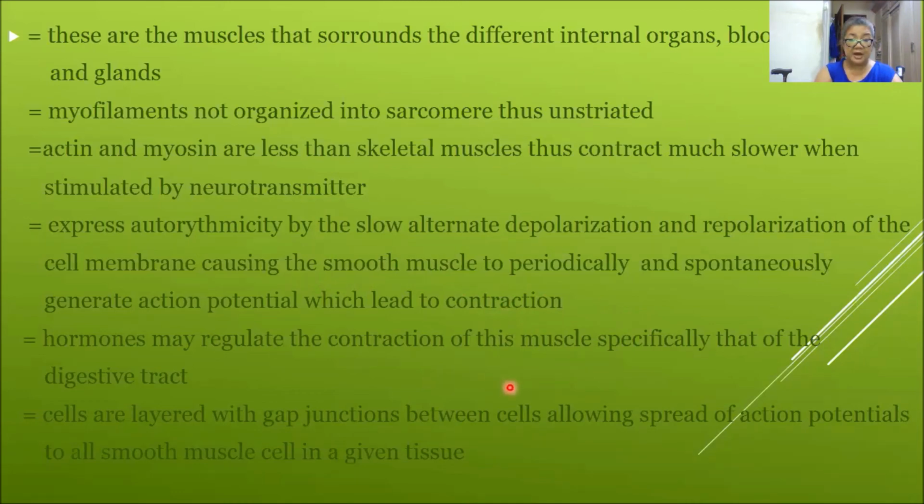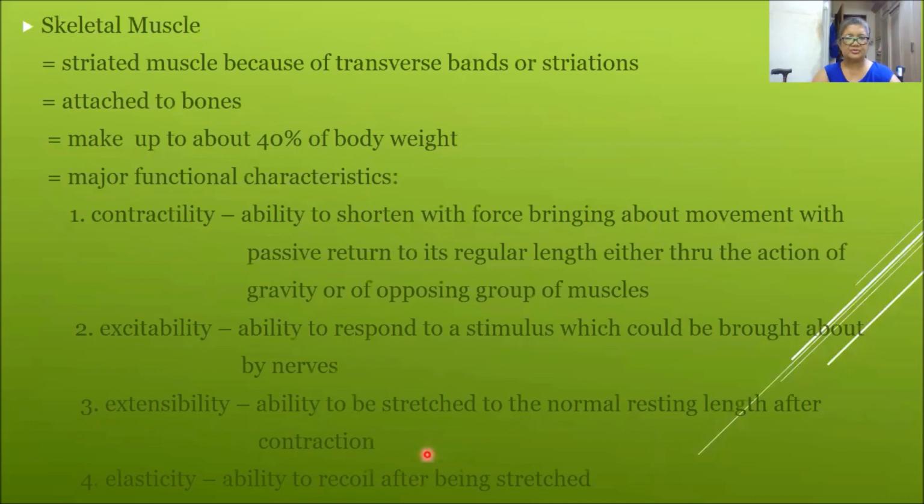Cells are layered with gap junctions between cells, allowing spread of action potential to all smooth muscle cells in a given tissue. So this is one characteristic also of your smooth muscle, the presence of gap junctions between cells, so that the action potential will be spread out to all the smooth muscle cells in a given tissue.